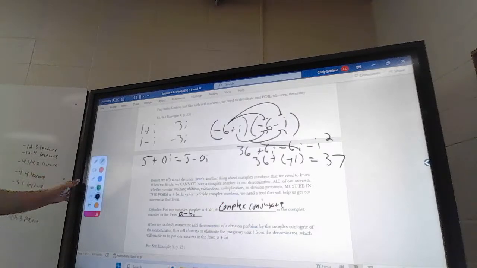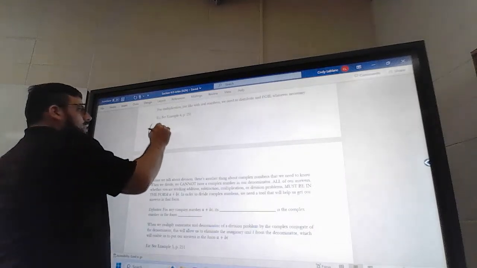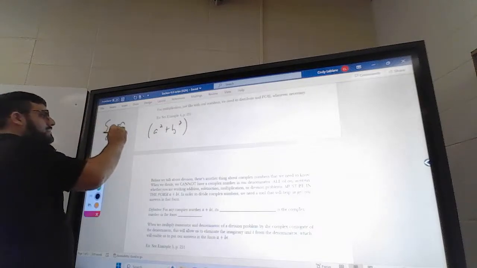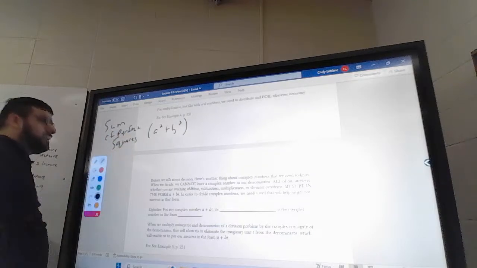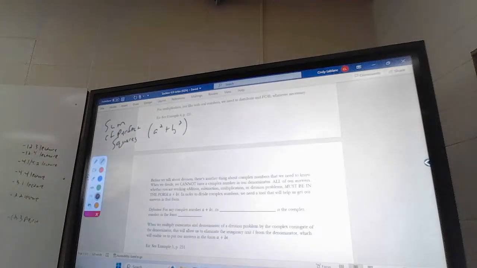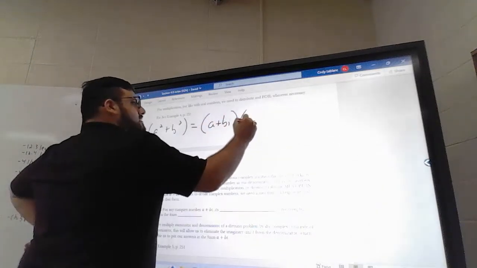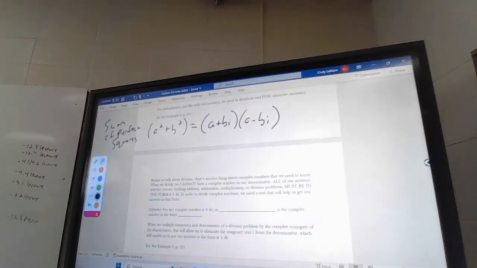Now, for sum of perfect squares, let's say I'm taking a squared plus b squared. This is sum of perfect squares, or sum of squares, for short. Just like you have difference of squares, now that we know complex numbers, we have a sum of squares. So this can easily be factored to a plus bi times a minus bi. So you take your real part and your imaginary part, you square them, and you add them together.